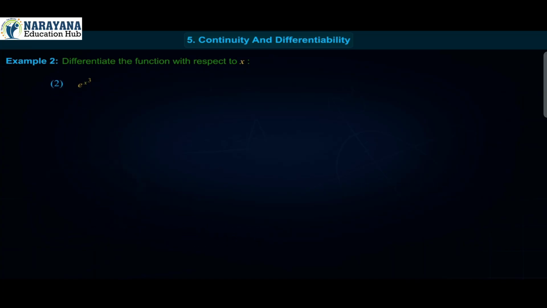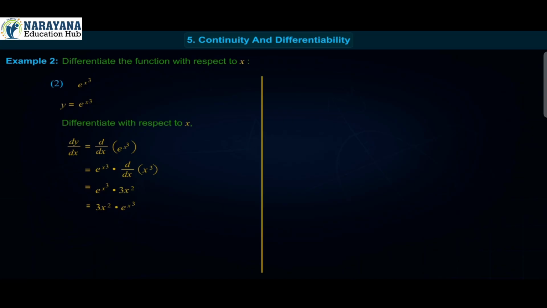Number 2. e raised to x cube. y is equal to e raised to x cube. Differentiate with respect to x. dy by dx is equal to d by dx e raised to x cube, which is equal to e raised to x cube into d by dx x cube, which is equal to e raised to x cube into 3x square, which is equal to 3x square into e raised to x cube.